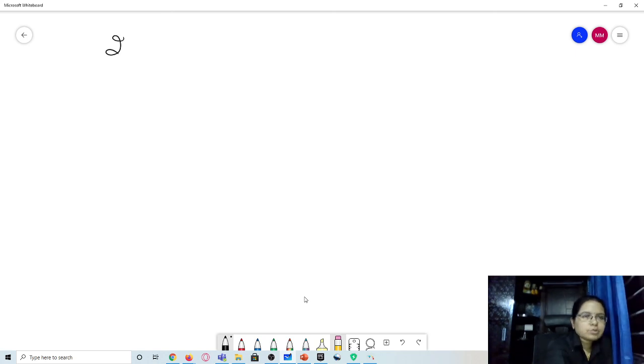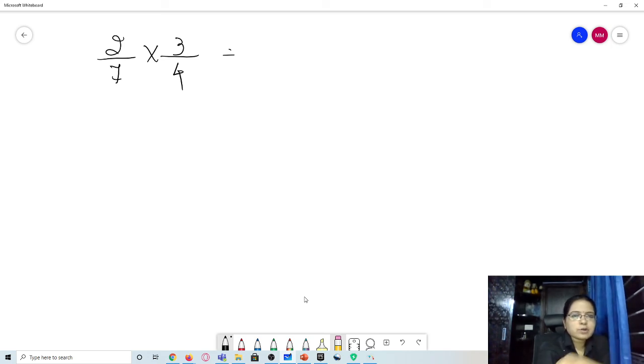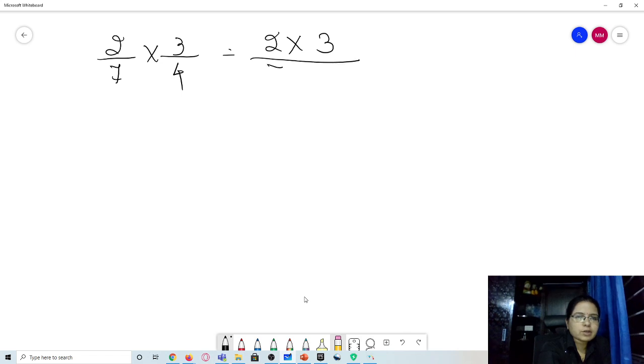Take an example, 2 divided by 7 multiplied with 3 divided by 4. Multiplying two fractions is the product of the numerators divided by the product of the denominators. Here the product of the numerators is 2 multiplied with 3, that is 6. And the product of the denominators is 7 multiplied with 4, that is 28. 6 divided by 28. This is the answer.